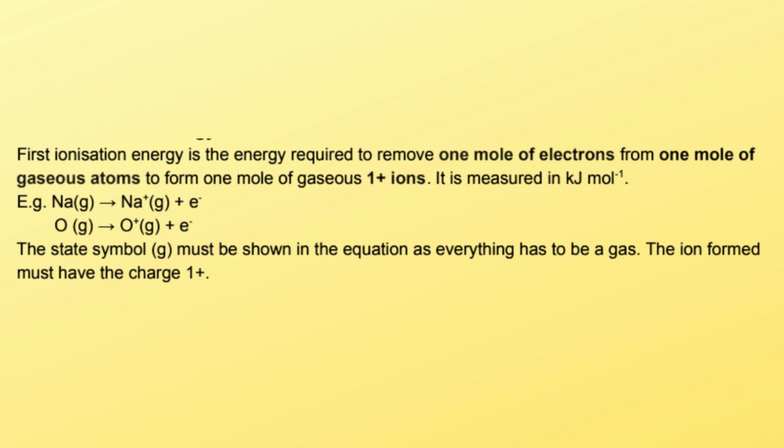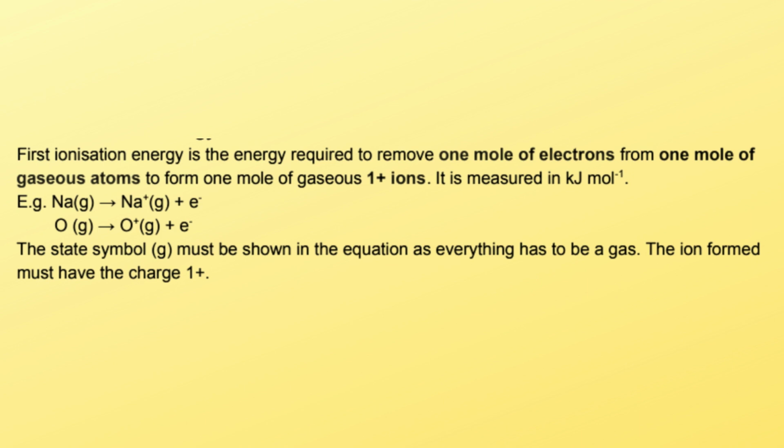Sodium, for example, gives 1 electron and forms a sodium positive ion. Oxygen, all of them are in gaseous state. Oxygen gives 1 electron, forms an oxygen positive ion. The state symbol G must be shown in the equation as everything has to be a gas. The ion formed must have a charge of positive 1.